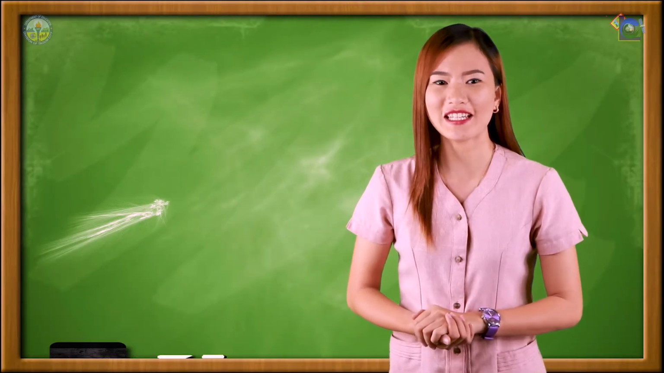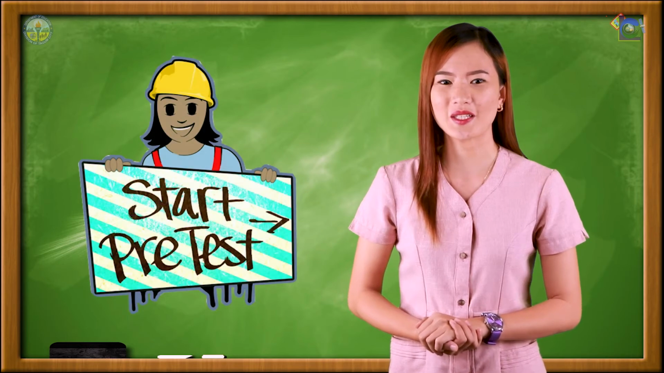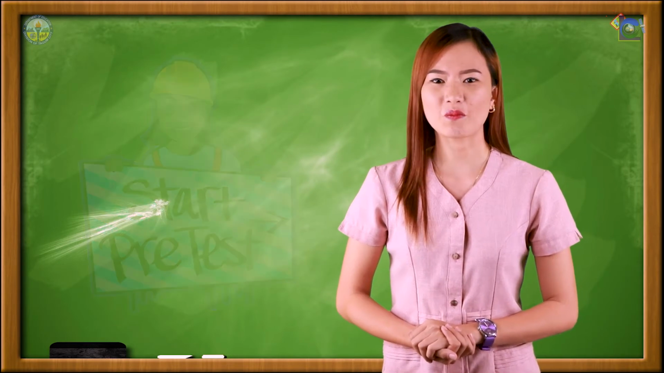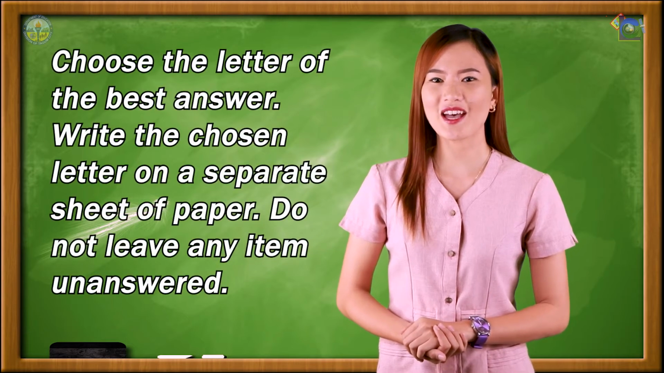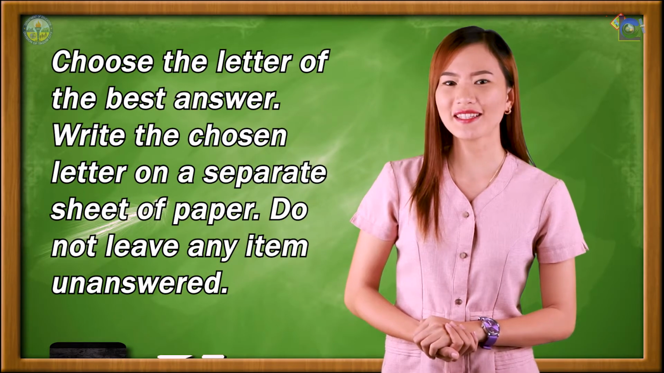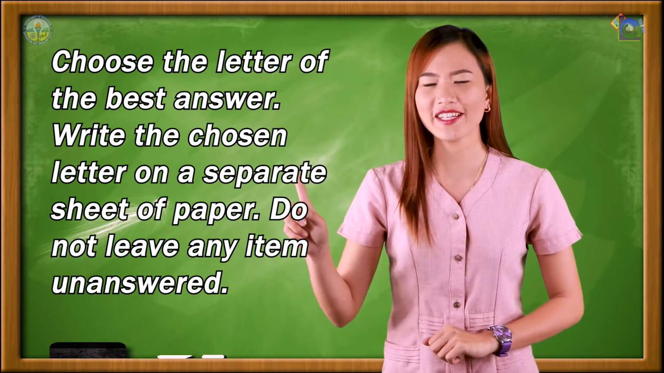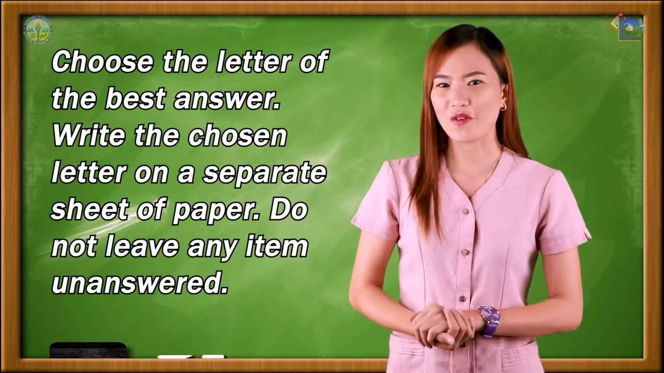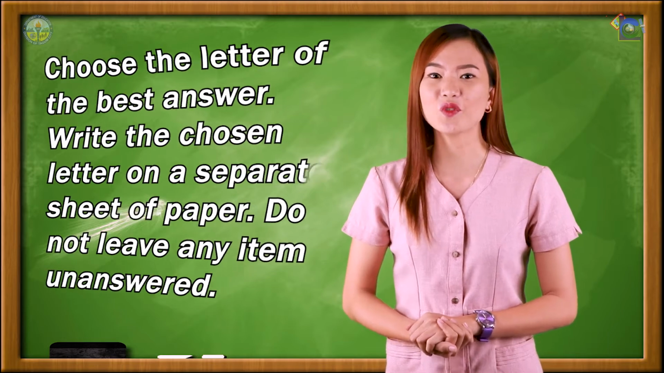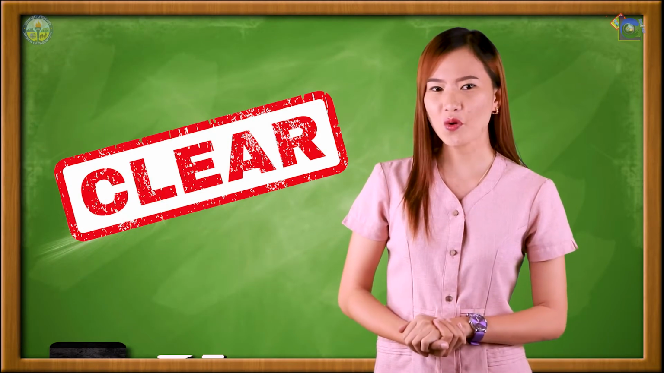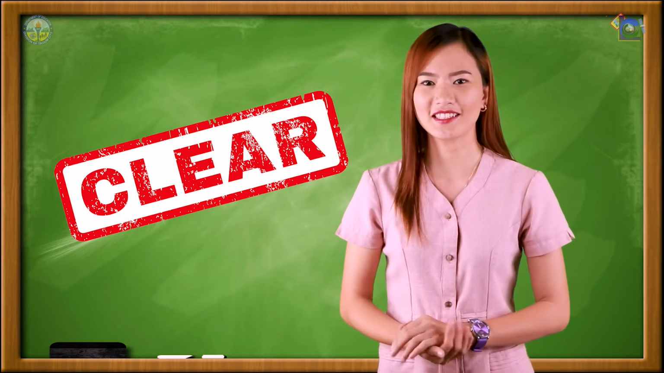Before we head on to our lesson, you will answer a pre-test. Are you now ready? Here are the instructions. Choose the letter of the best answer. Write the chosen letter on a separate sheet of paper. Do not leave any item unanswered. You have 5 seconds for every item to answer. Did I make myself clear? If so, let's start!